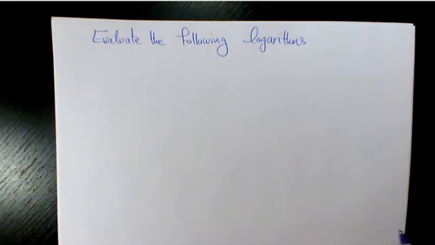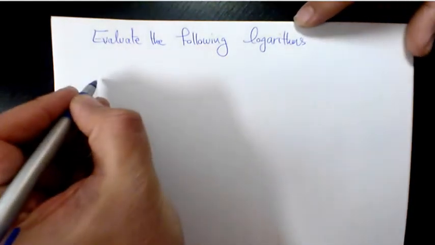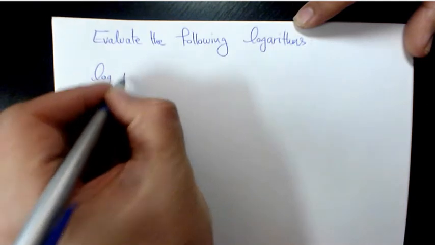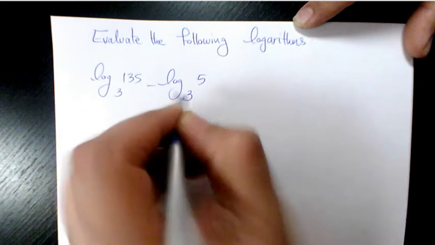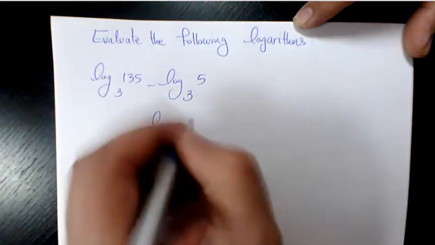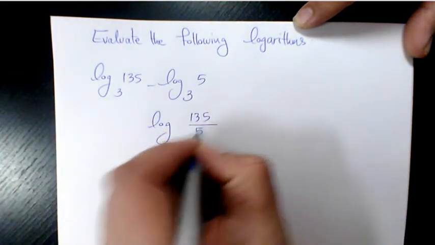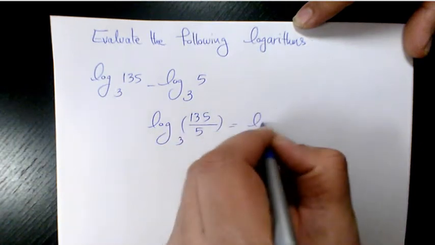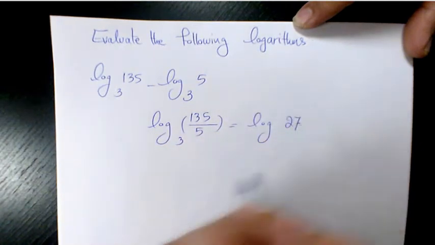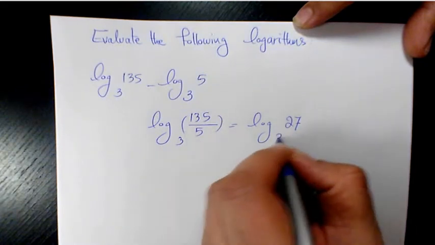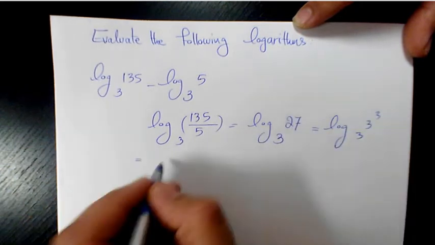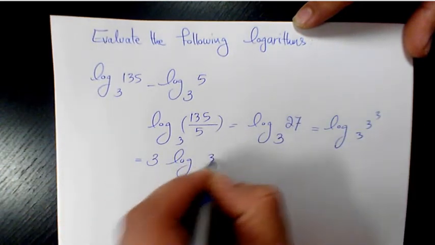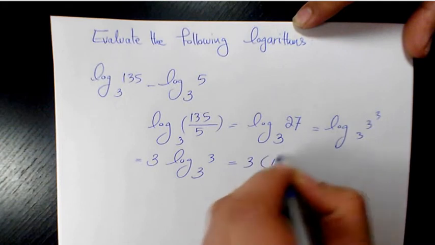Welcome to another video. Let's have some examples regarding evaluating logarithmic expressions. First example, I have log 135 base 3 subtract log 5 base 3. You can use the quotient law. 135 over 5 base 3 is going to be log 27 base 3. 27 is 3 cubed, so we can write it as 3 times log 3 base 3, which is going to be 3 times 1 equals 3.